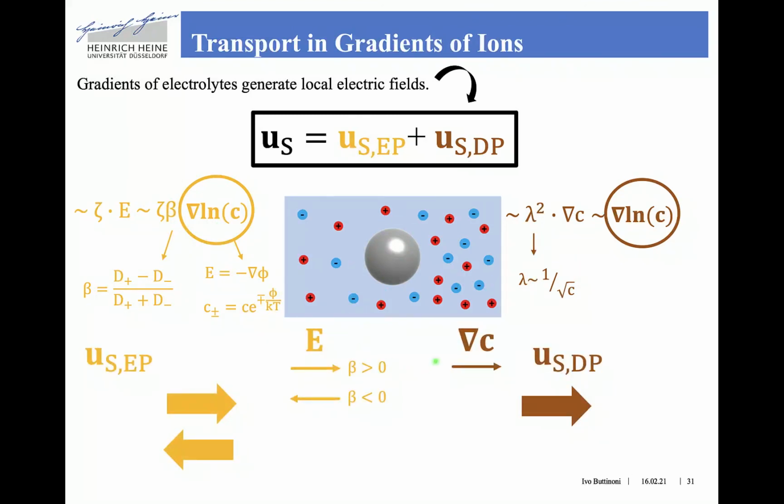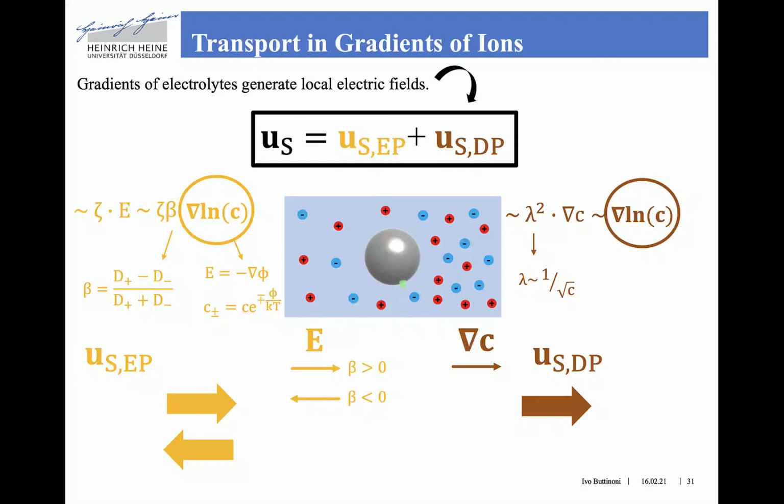And how about the direction of the slip velocity? Well, in the case of the diffusiophoretic slip velocity, it always follows the direction of the salt concentration. So the particle always migrates up the concentration gradient, as we've seen before. And here we only have one sign. On the other hand, the electrophoretic slip velocity, its direction depends on the direction of the local electric field, which goes this way if the positive ions diffuse faster than the negative ions.